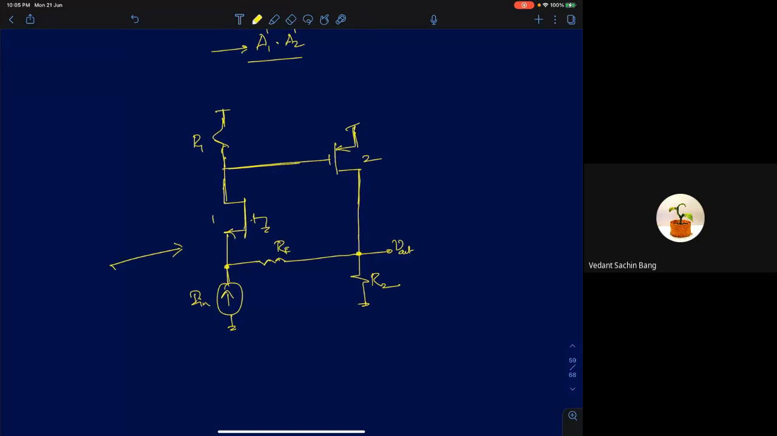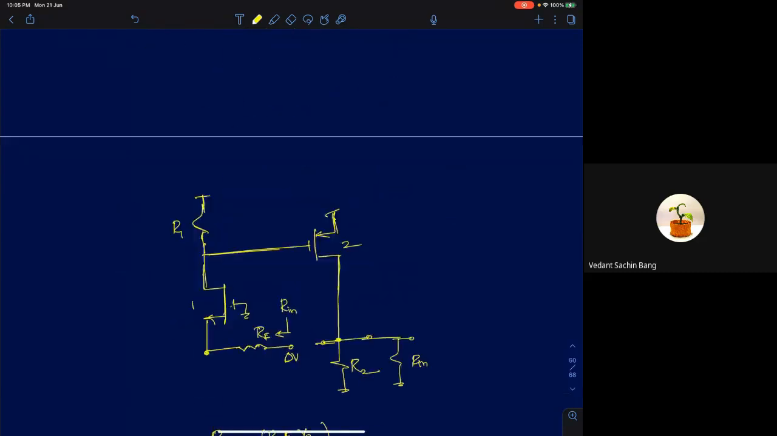Now let's break the loop at this point. If I break the loop at this point, what should I do? What is the looking-in impedance seen at this node? I'm looking into this node, so you have RF and 1 by GM1. So it will be RF plus 1 by GM1. That's the looking-in impedance at that node.